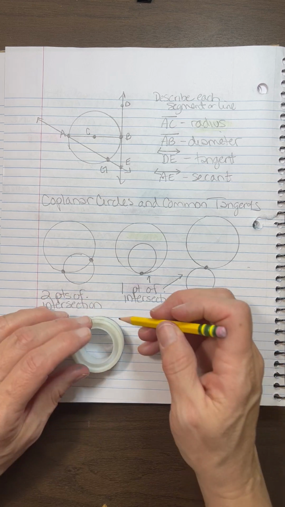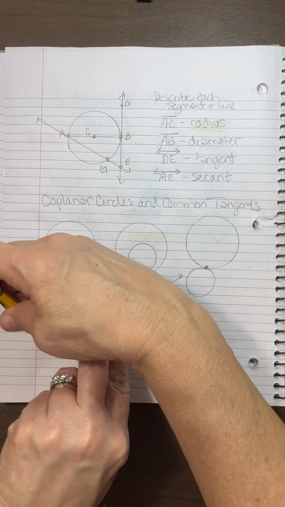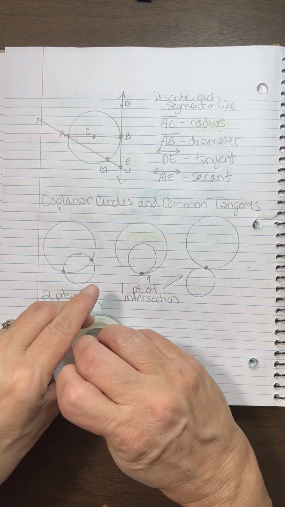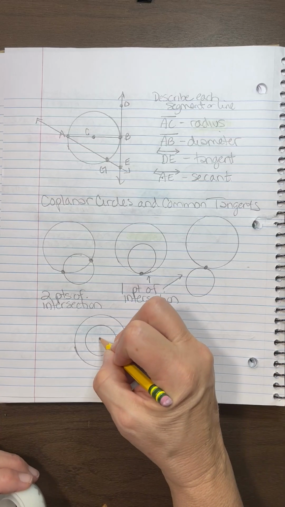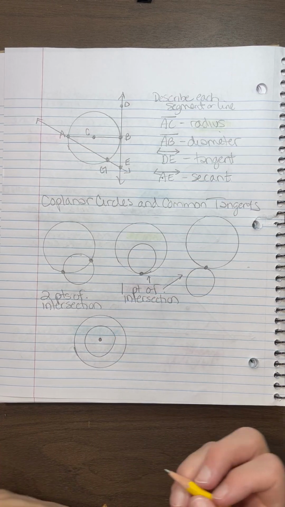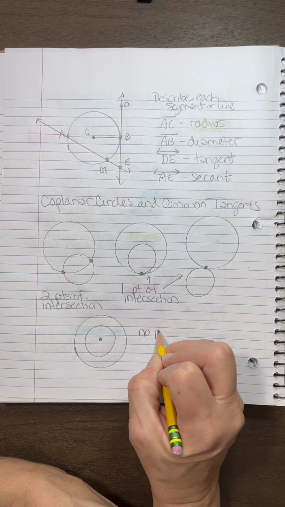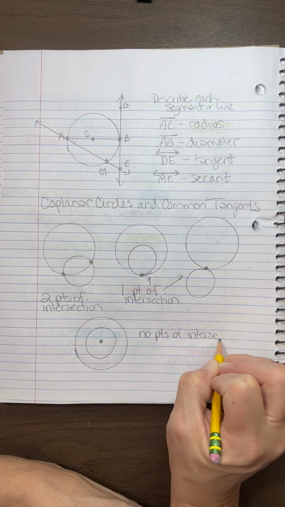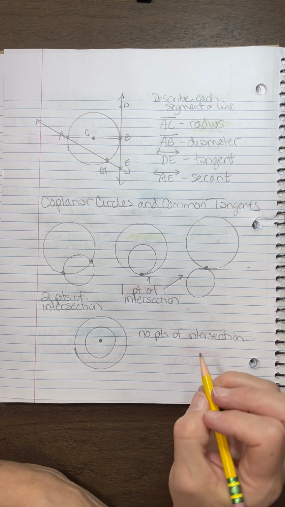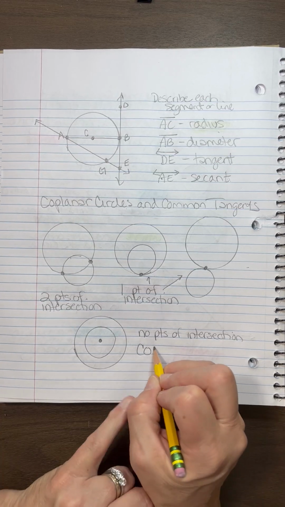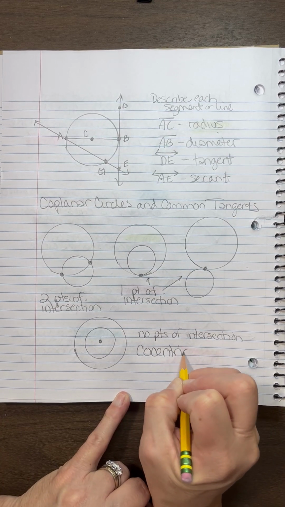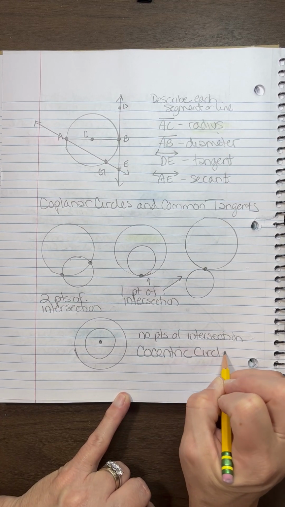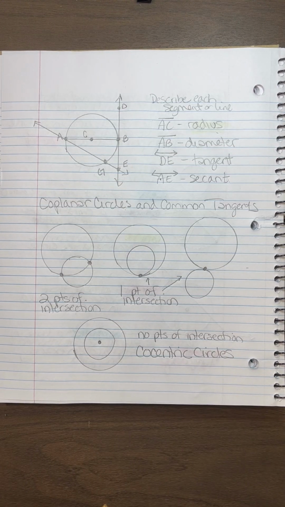And then lastly, we could have a bigger circle and a smaller circle that share actually the same center. There's no points of intersection, and these are actually called concentric circles. Okay, so just some good things to know.